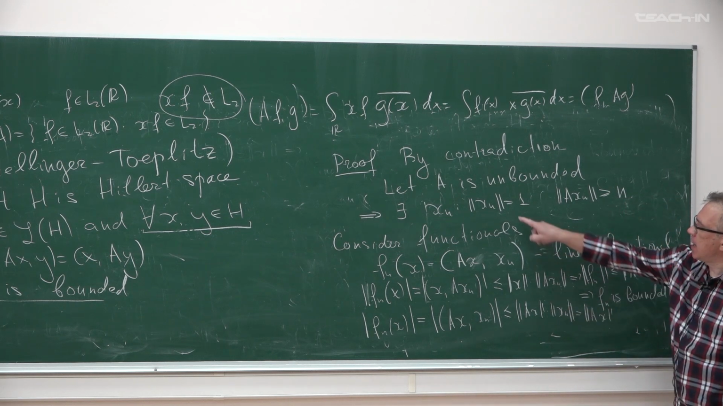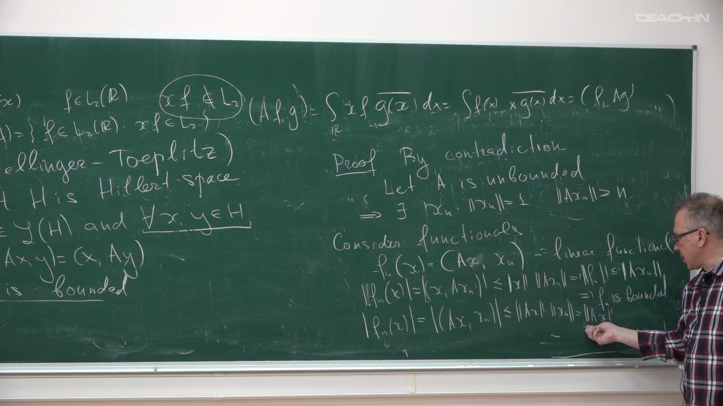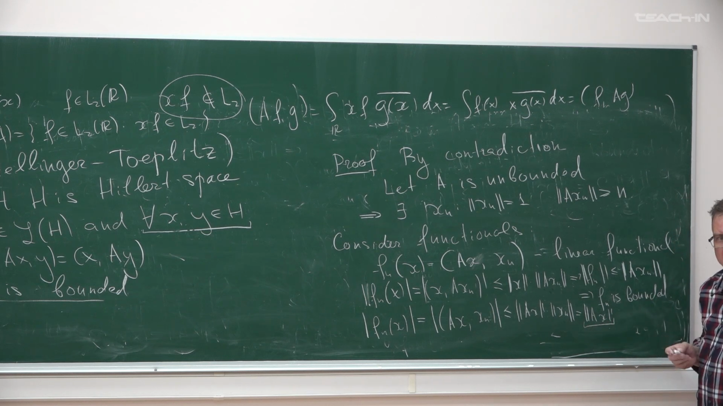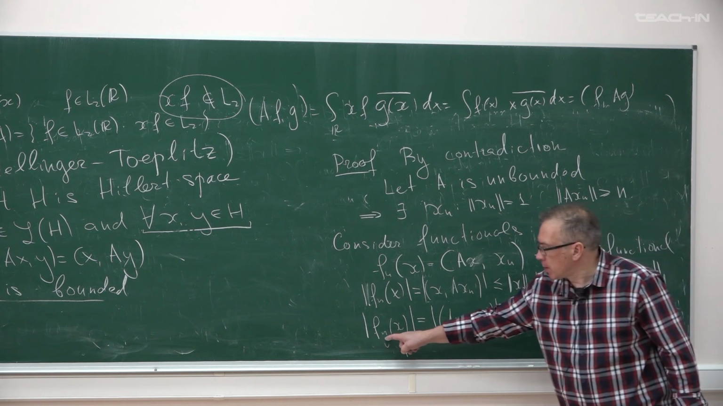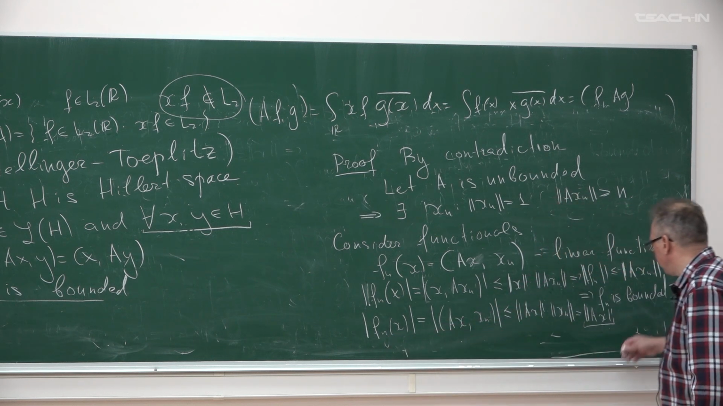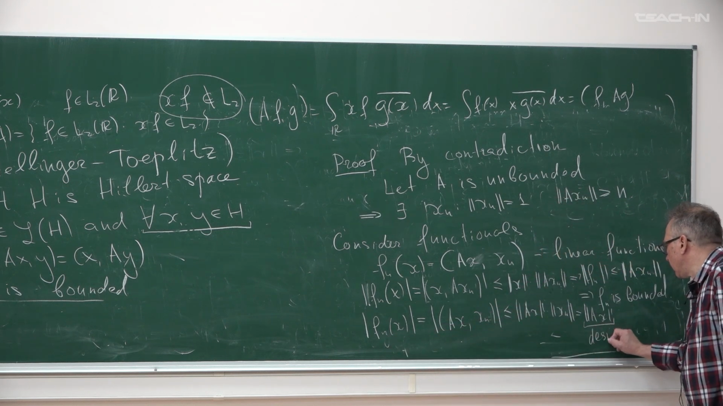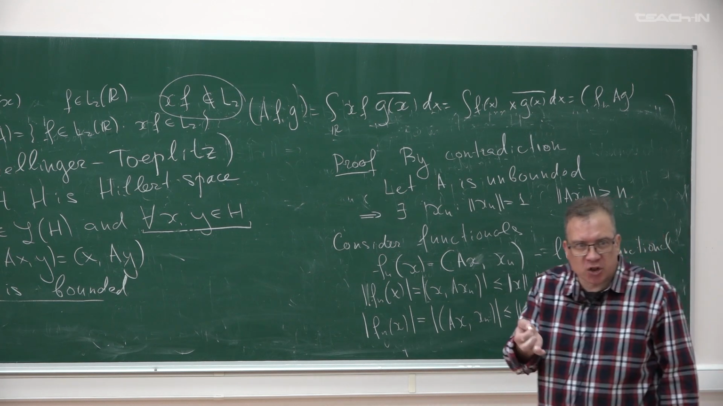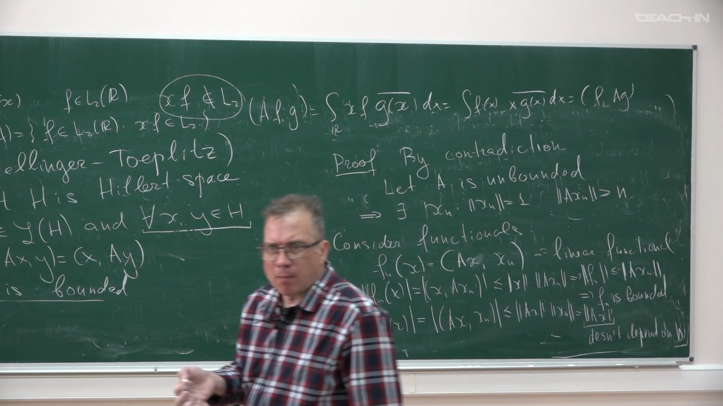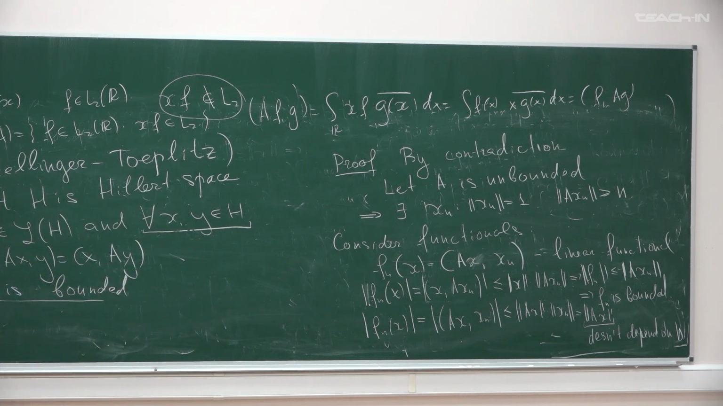And we take x_n with the unit norm. So the last estimation we obtain is this value. And you see that this value does not depend on n. It does not depend on the index. What can you say with the help of the Banach-Steinhaus theorem? By the Banach-Steinhaus theorem, you can say that they are uniformly bounded.